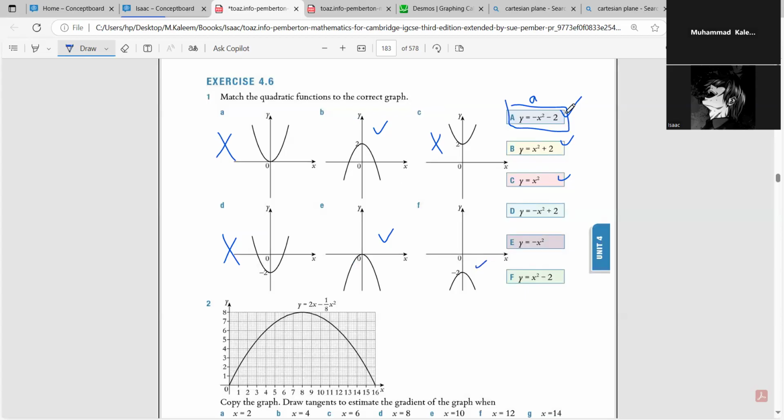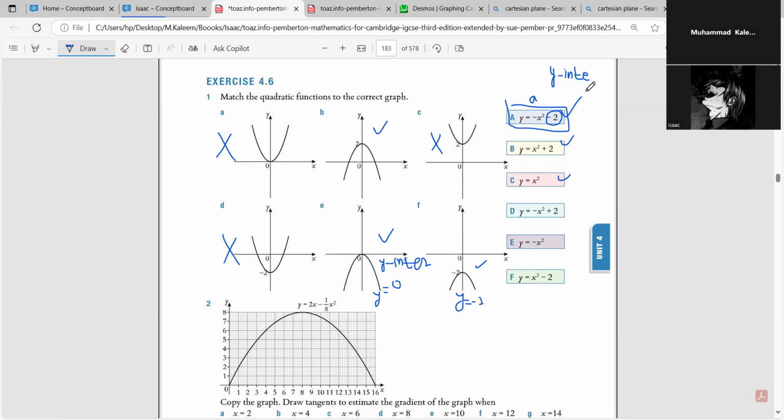So which one? Here you can see the term without x. What is it? Negative 2. This is the y-intercept. What's the meaning of y-intercept? It means that the graph cuts the y-axis at this point, where we have negative 2. This graph is cutting the y-axis at 0. Here y-intercept is 0. Here y is equal to negative 2.